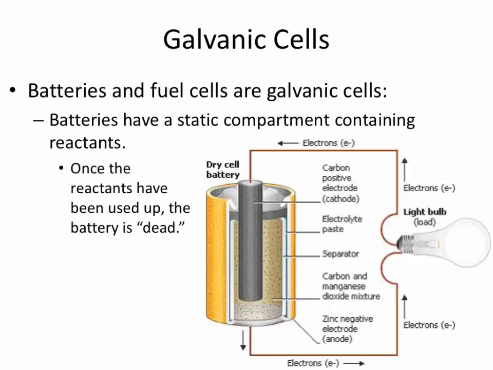Now batteries and fuel cells are examples of galvanic cells, or voltaic cells. Batteries have a static compartment containing the reactants. And once the reactants have been used up, the battery is then dead. It doesn't generate any more electricity.